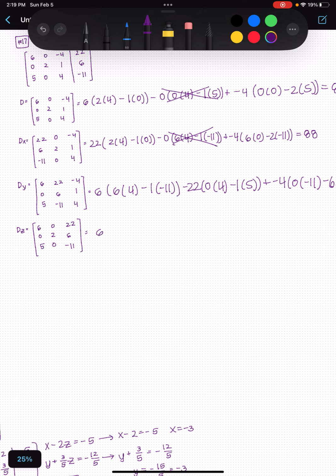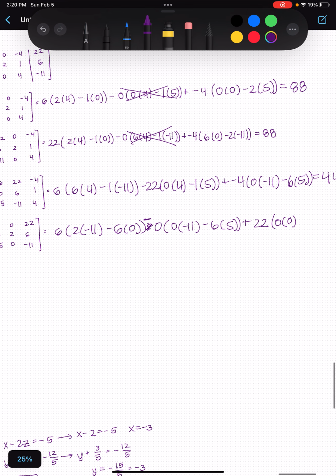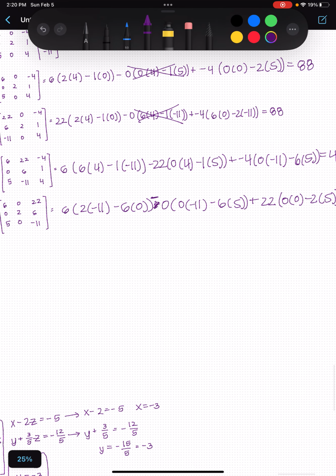All right, and then the last one. So now we have 6 times 2 times negative 11 minus 6 times 0 plus 0 times negative 11 minus 6 times 5. Sorry, that should be a minus, but it won't really matter because it's a 0. Plus 22 times 0 minus 2 times 5. All right. When we plug that into a calculator, those zeros cancel out, and we're going to end up with 6.